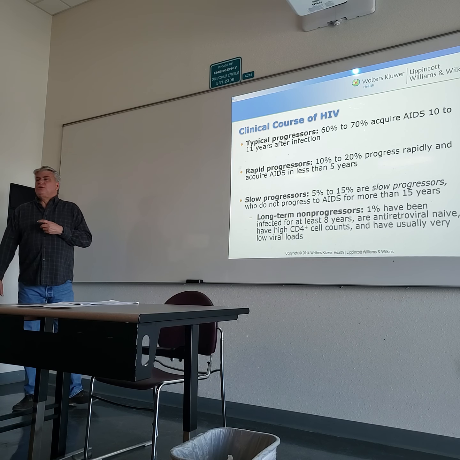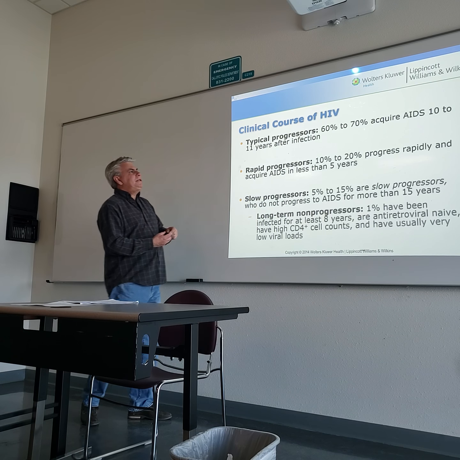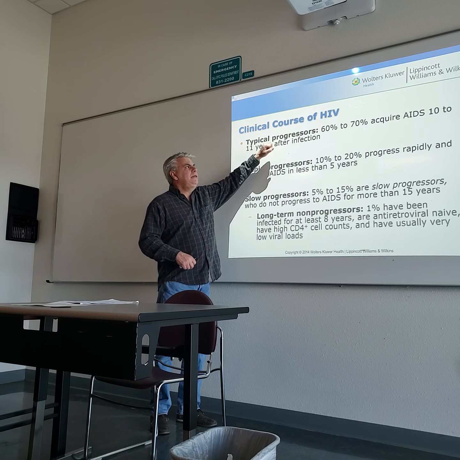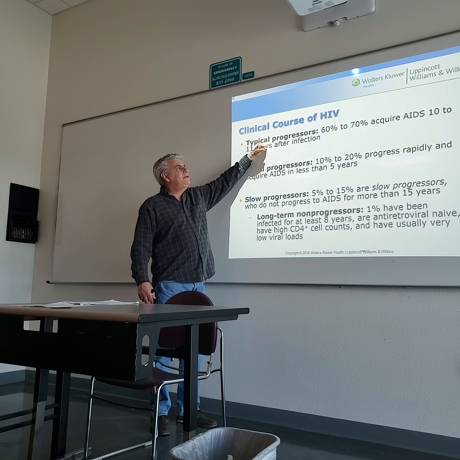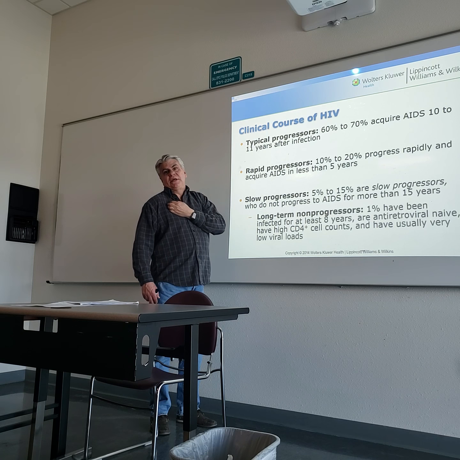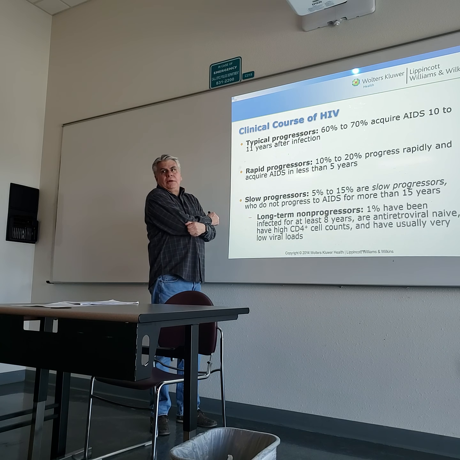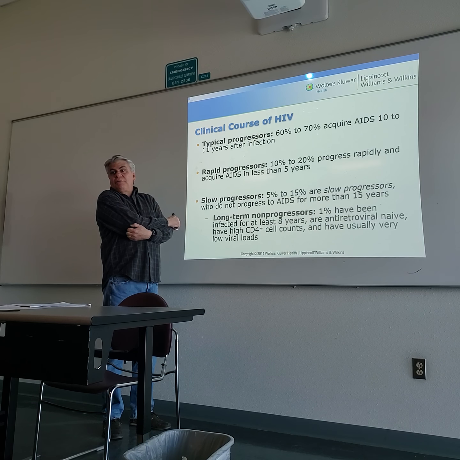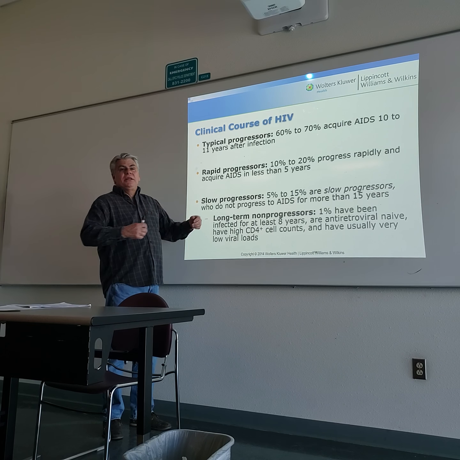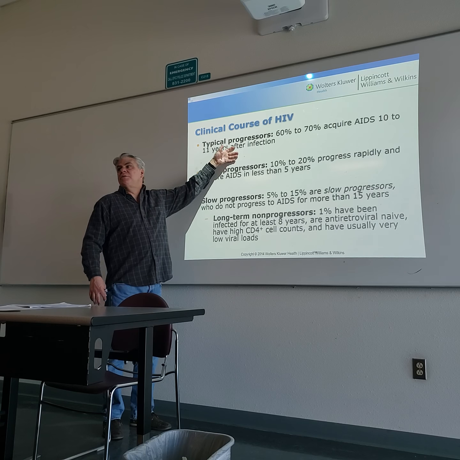All right, so the typical course, we already went over this: 60 to 70% of people, untreated, are going to convert to full-blown AIDS in 10 to 11 years. That's the typical time. Still kind of long, right? Yeah, it's a lot, because it's that battle. That's what we're talking about. They used to think it was all latency. It's not. This is how long it takes for your immune system to get overwhelmed.